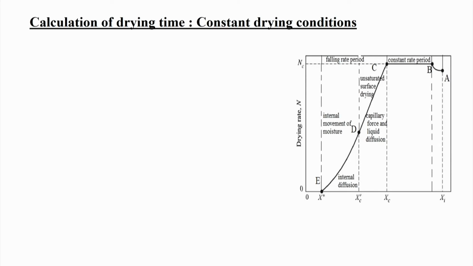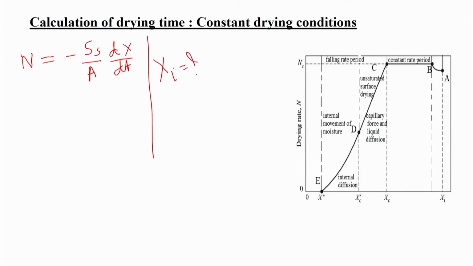We know that N is equal to minus Ss by A into dX/dt. Let Xi be the initial moisture content, so there we will take Xi as the initial moisture content.